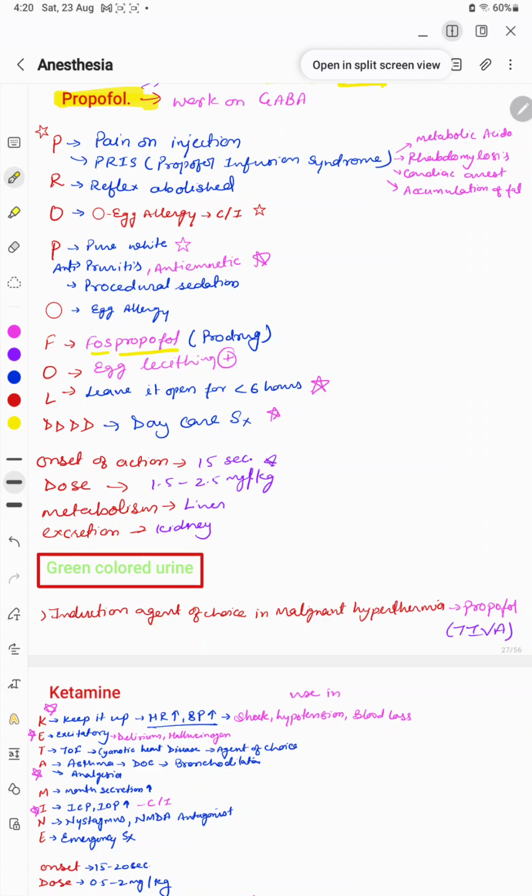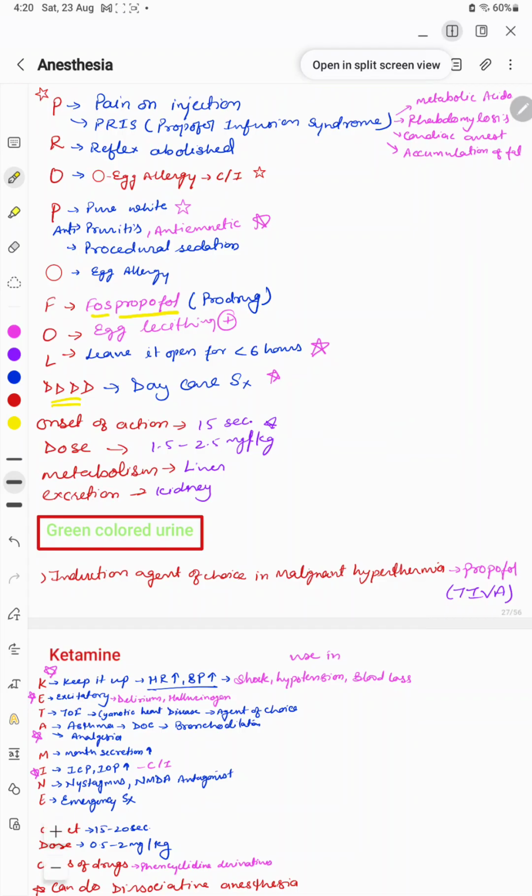When you leave it open more than 6 hours, it will degrade. And from D you can remember propofol is generally used for daycare surgery, because the onset of action is very fast, only 15 seconds, and the dose is 1.5 to 2.5 milligram per kg. Metabolism is in the liver, excretion in the kidney.